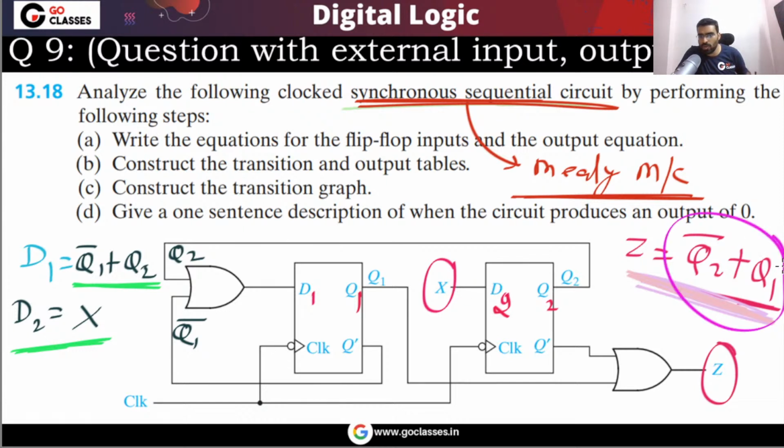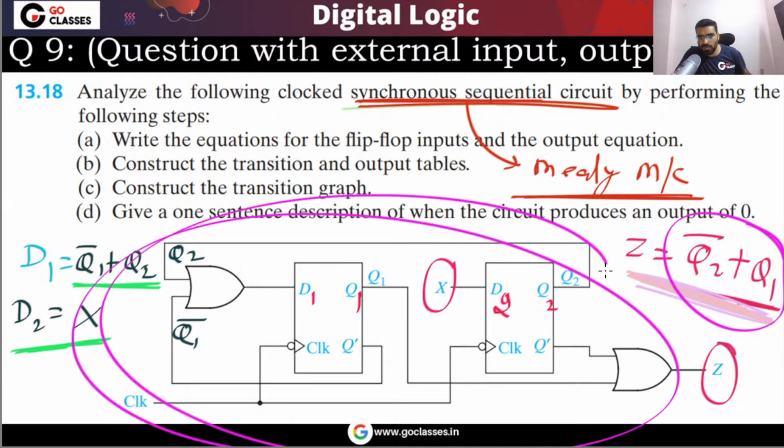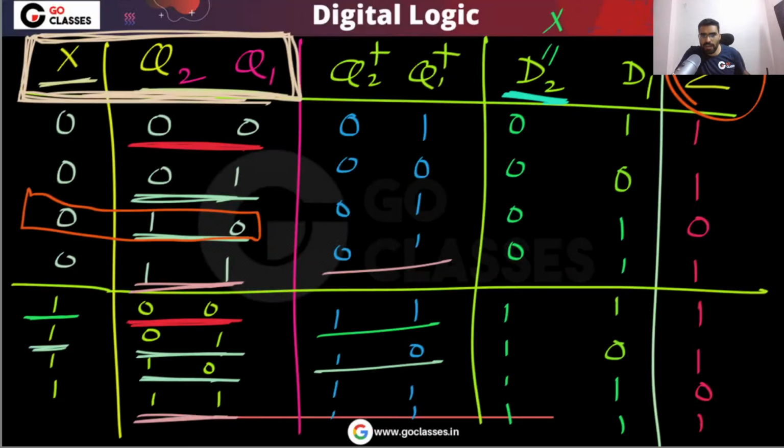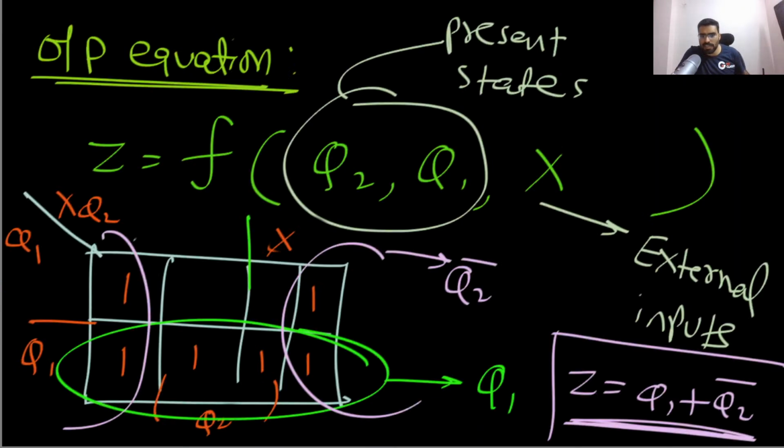You can notice this output equation, you can find from the circuit also. So this q2 bar or q1. This output equation you can find from the circuit, and you can also find it from this table. From this table, the output equation will be q1 or q2 bar. And similarly you can find the next state equation.